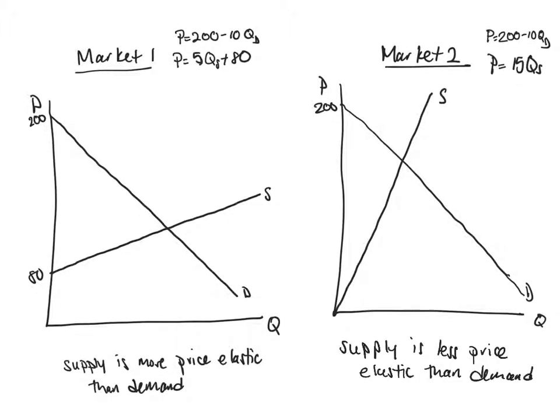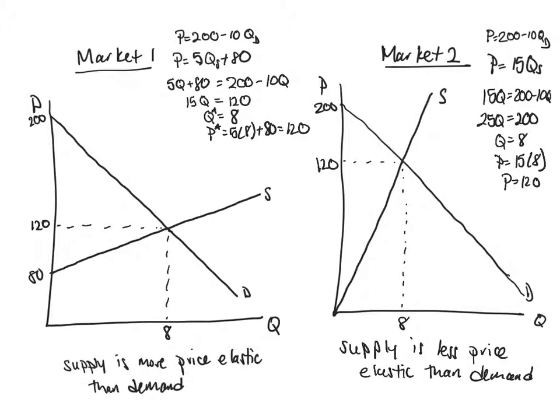So in Market 1, supply is more price elastic than demand, and in Market 2, demand is more price elastic than supply. When we solve for the equilibrium price and quantity in both markets, we get an equilibrium quantity of 8 and an equilibrium price of 120.